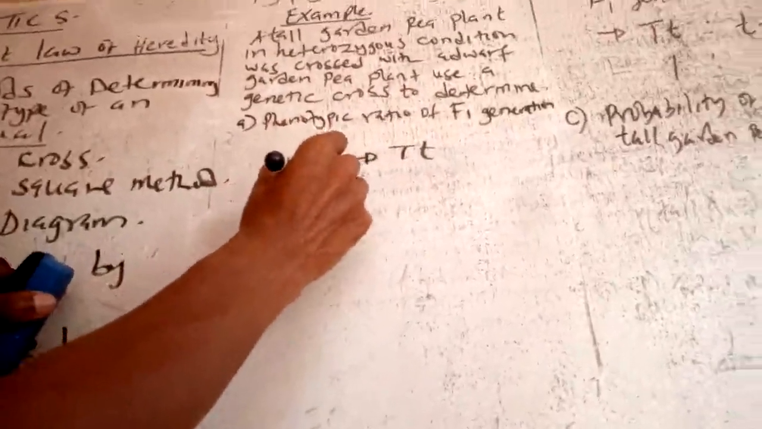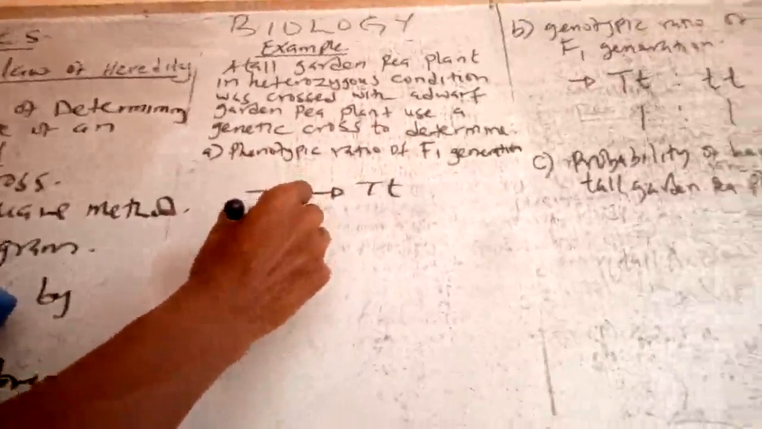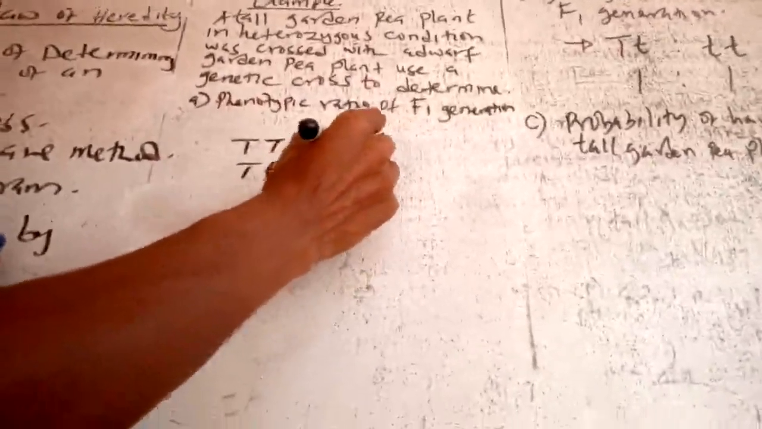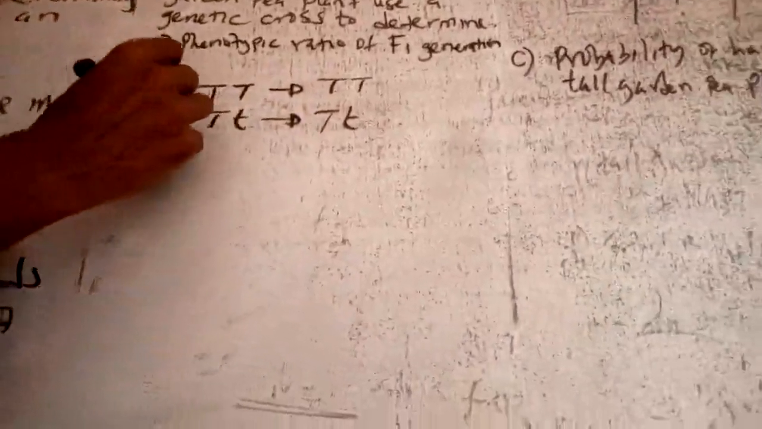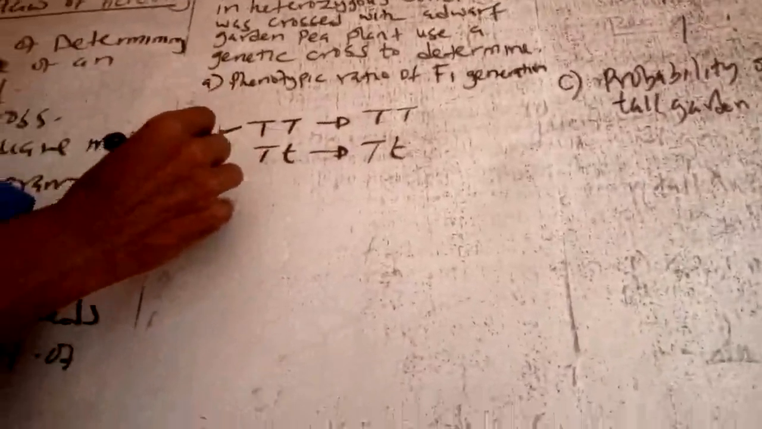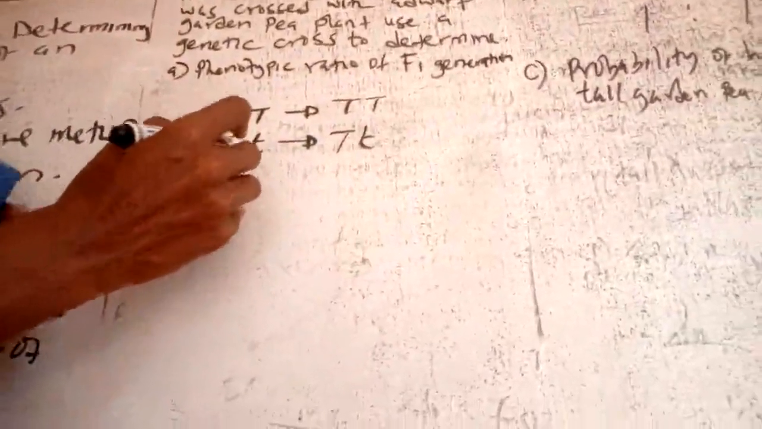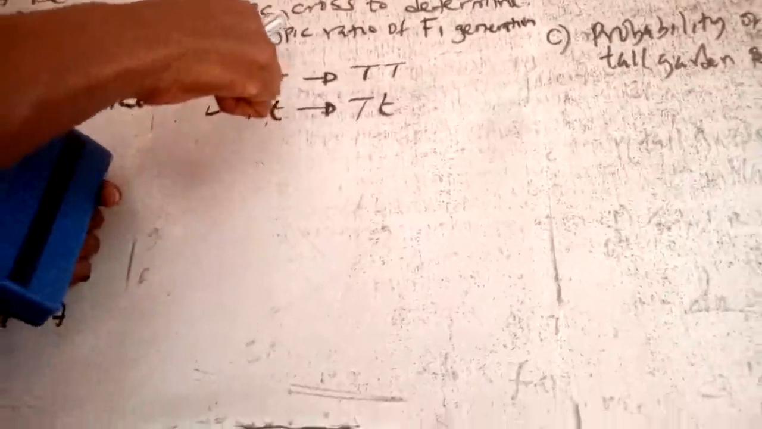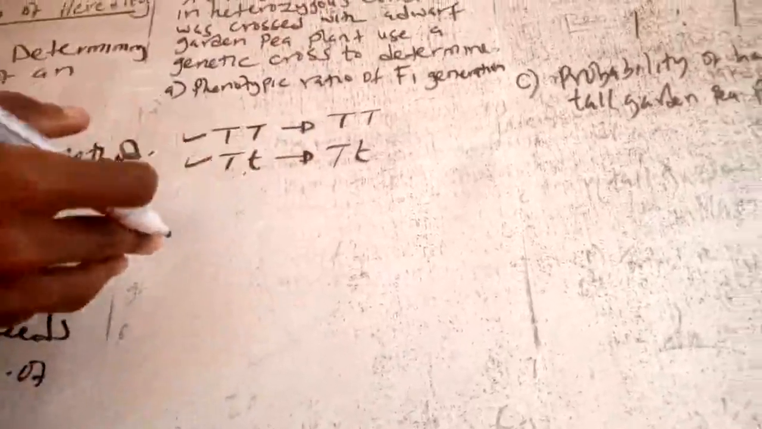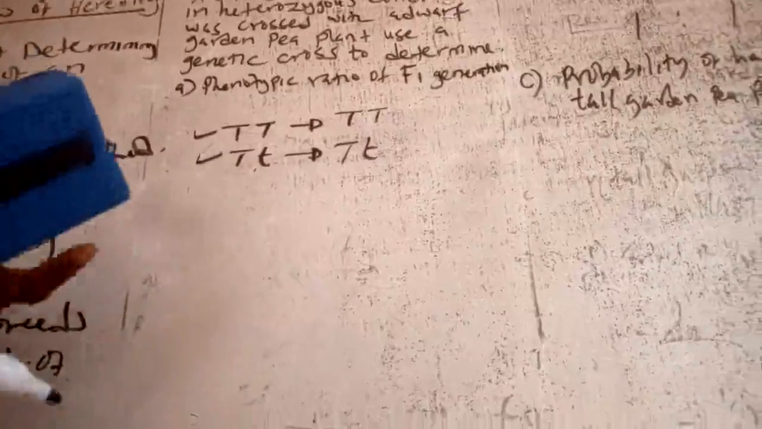And therefore, there is that, and also there is this one. That is homozygous and heterozygous. Homozygous is two capital T's, and the second one has a capital T and a small t. Therefore, the first one is homozygous dominant, and the second one is heterozygous dominant. And if you make a cross between two homozygous dominant conditions, you will eventually find that all of them will be tall.